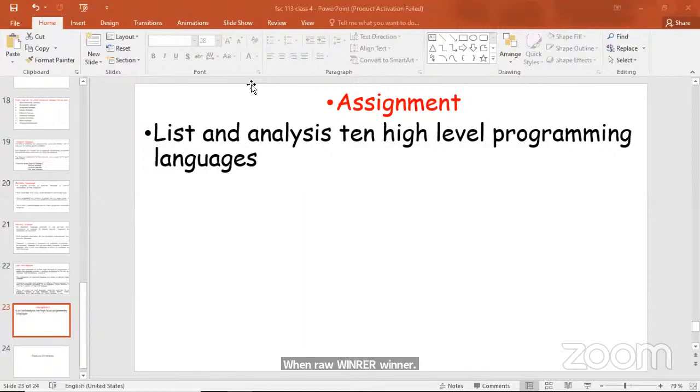Sir, is low-level language and assembly language? Assembly language is a low-level language. Sir, please spell the name of it. I've just done that. WinRAR. Thank you, precious Ayomide. So Ayomide has written that.